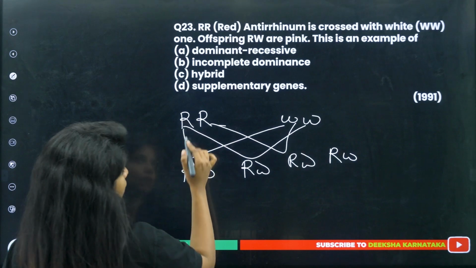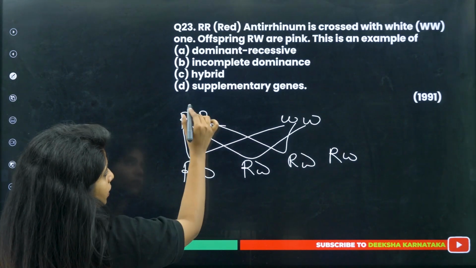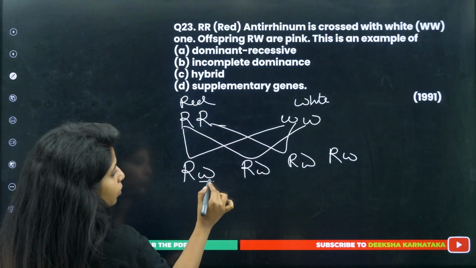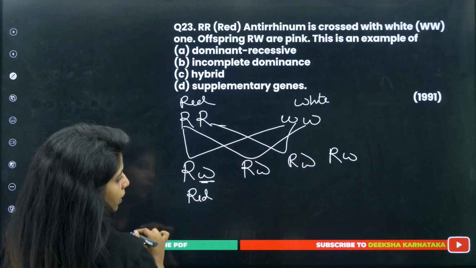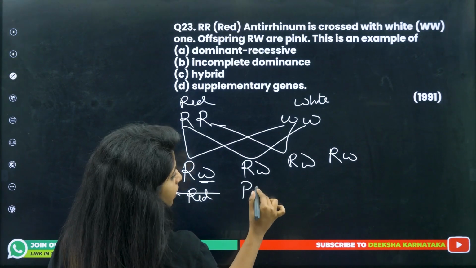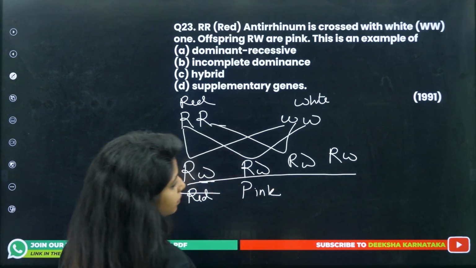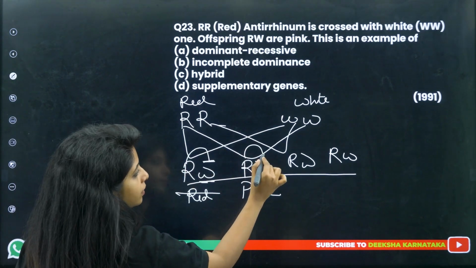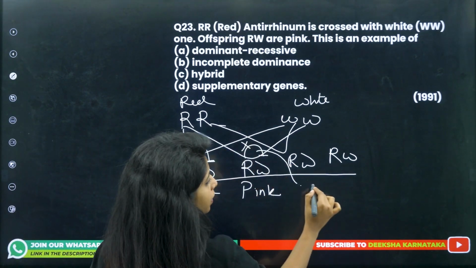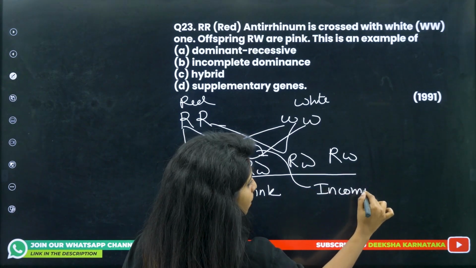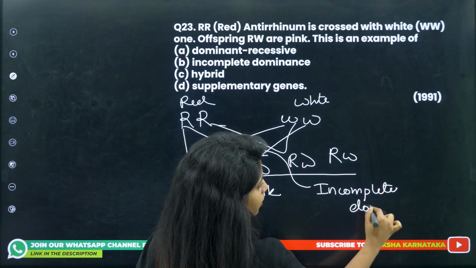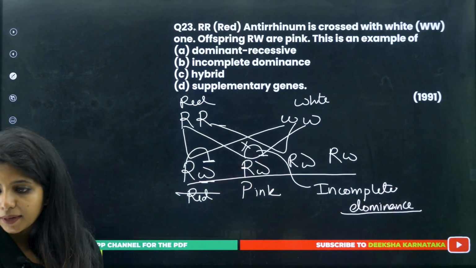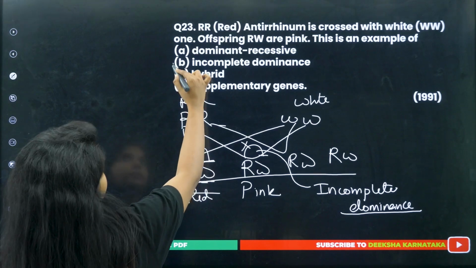Usually, if capital R was red and this was white, and R was completely dominant over it, then the offspring should have been red. But it's not red. All of them instead are pink in color. Why is this happening? Because R is not completely dominant over the recessive one. It is incompletely dominant. It shows incomplete dominance, children, as you can see over here.